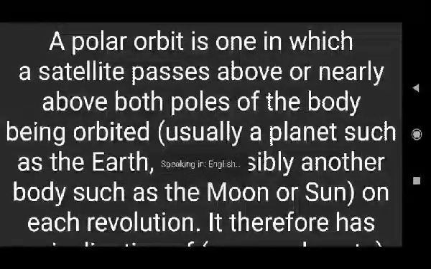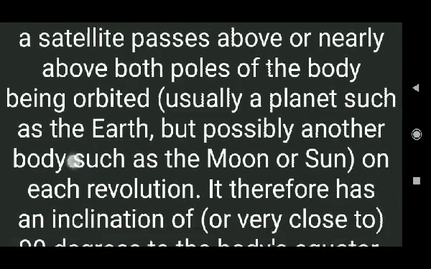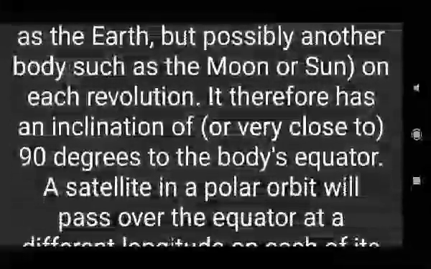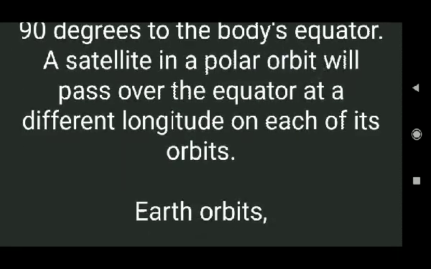A polar orbit is one in which a satellite passes above or nearly above both poles of the body being orbited, usually a planet such as the Earth, but possibly another body such as the Moon or Sun, on each revolution. It therefore has an inclination of or very close to 90 degrees to the body's equator. A satellite in a polar orbit will pass over the equator at a different longitude on each of its orbits.